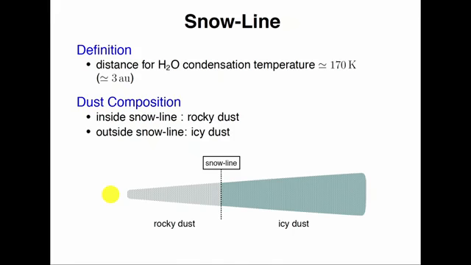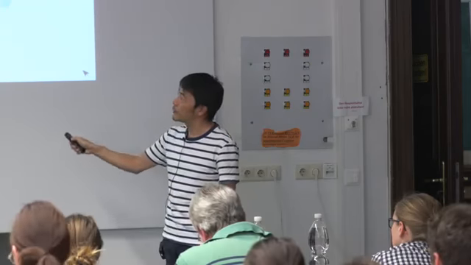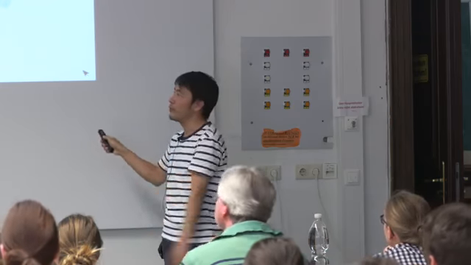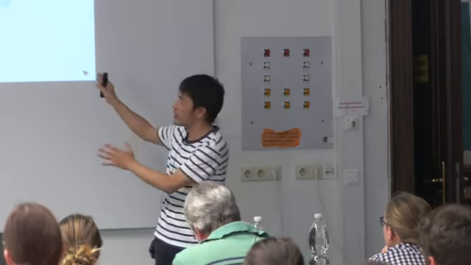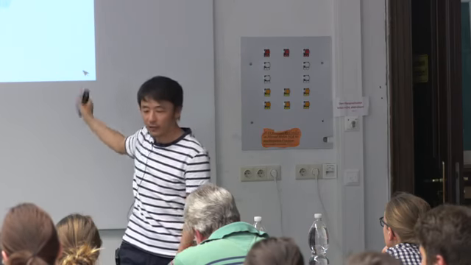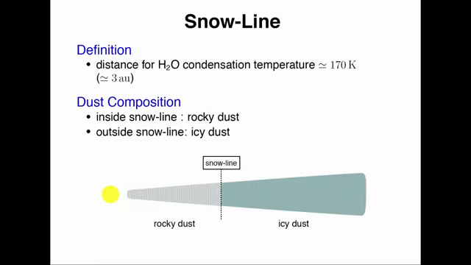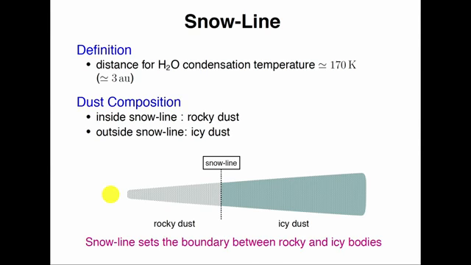And inside 3 AU, the dust is almost rocky, and outside the snow line it is icy. Of course, this part has rocky dust too, but assuming the solar abundance, H2O is about 4 times more here, beyond the snow line. So we say the main component of dust is icy outside the snow line. And this snow line sets the basic boundary between rocky and icy bodies. Of course, we know they migrate, but for the formation, this snow line is the boundary, right?